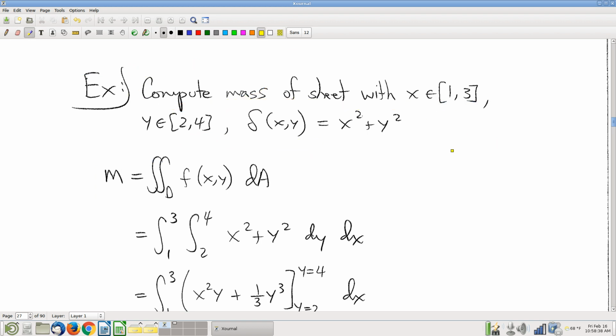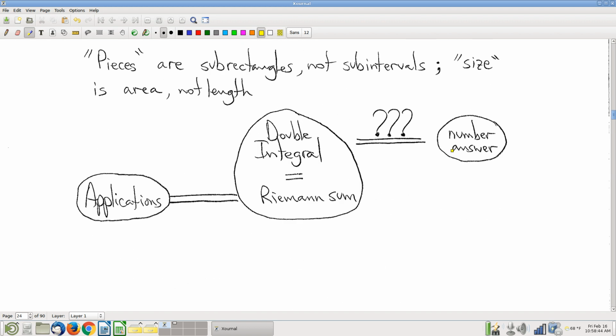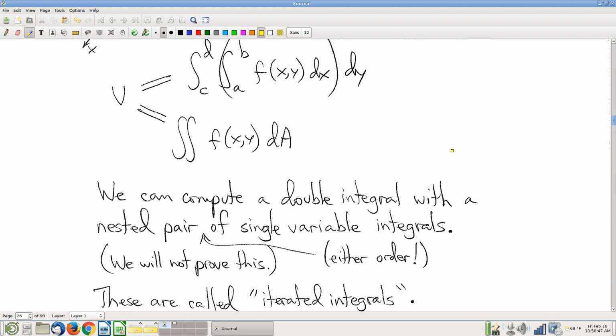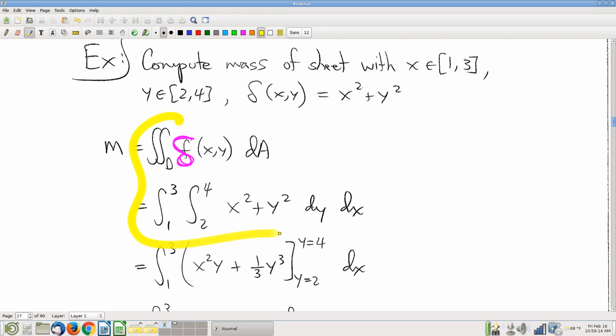Okay, 3-step process. Let's go back to our little roadmap here. Step 1, old news. I've already argued that mass is a double integral of density. And, this is a typo. I apologize. That's supposed to be density. Sorry about that. Mass is a double integral of density. Previously discussed. Second, we just got through arguing that a double integral can be rewritten as an iterated integral. Right, so there's that.